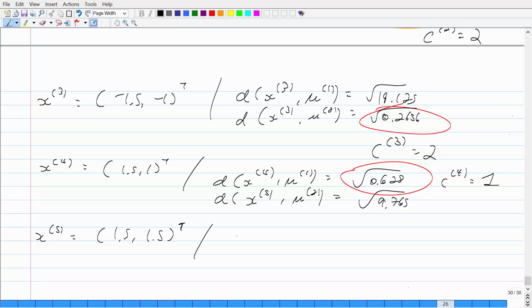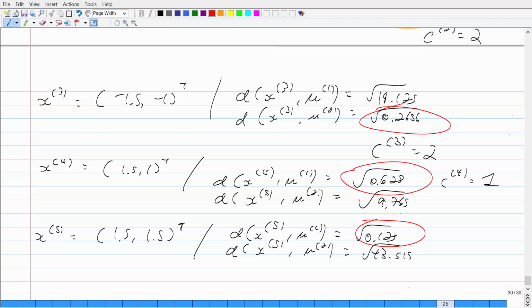So the distance between the fifth example and the first centroid is equal to 0.125, and the next one is equal to quite a large number, 43.515. So smaller one, therefore this is equal to the first one. And finally, we'll do it for the last example, just to wrap things up.